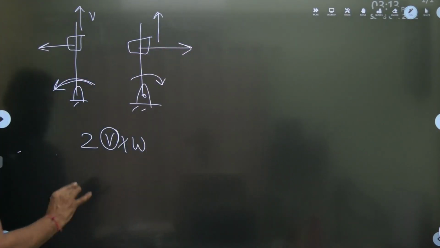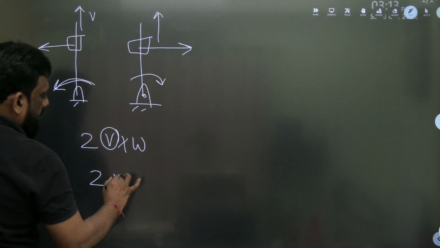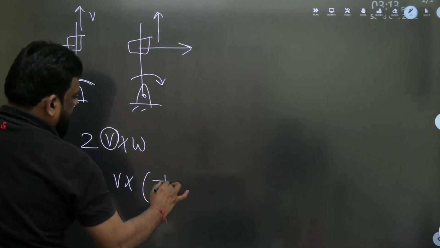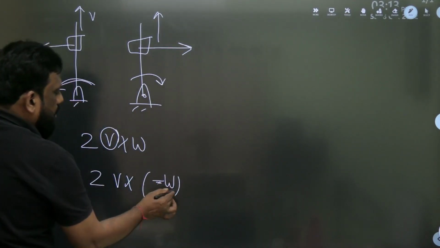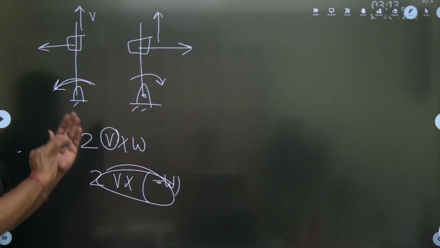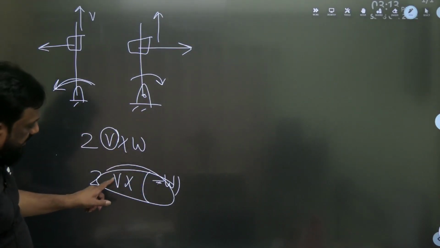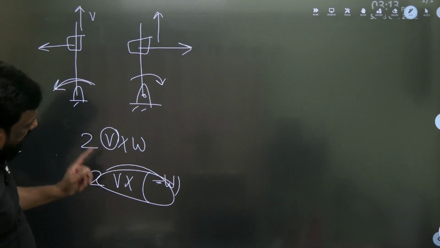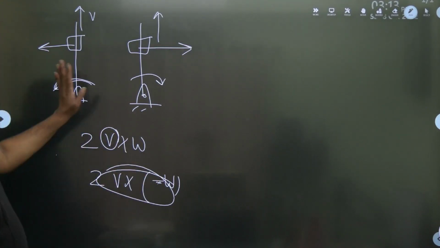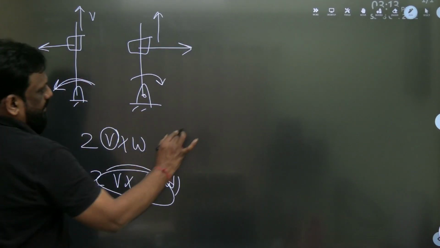Just it's something like this. देखो 2 times V cross, I would write minus omega. So क्या आएगा? Minus means opposite direction. So therefore V is not changing. If V is also changing, minus of minus will be plus. So therefore it's like this. Now this is the Coriolis component of acceleration.